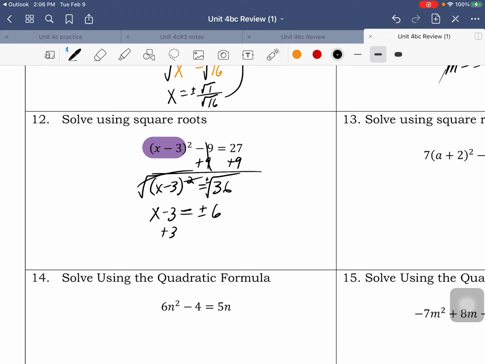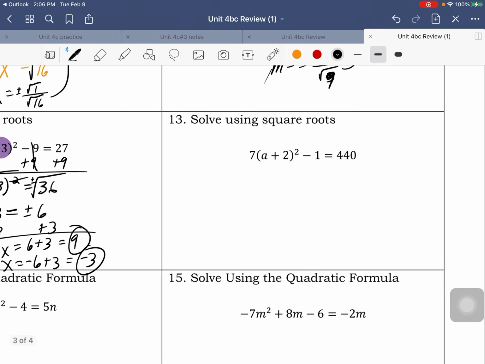And now we will add 3 and add 3. But you really have two different problems. You have a positive 6 plus 3 and a negative 6 plus 3. So we're going to do both of those. So you have x equals positive 6 plus 3, and x equals negative 6 plus 3. And that's going to equal 9 and negative 3. But there are your two answers.